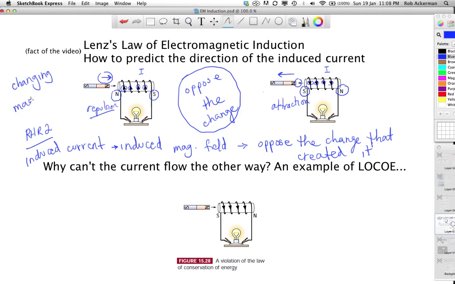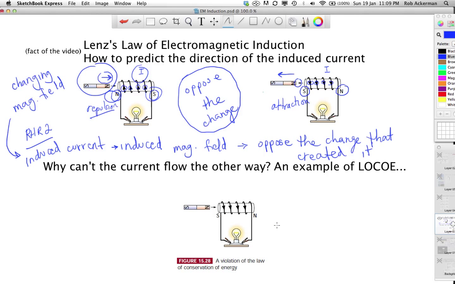Changing magnetic field induces a current, which induces a magnetic field which opposes the change that created it. The greater the rate of change, the greater the induced current and magnetic field. So a question might be, why doesn't the current flow the other way? Why doesn't the changing magnetic field, which is this, induce a current, which is this, which induces a magnetic field, which is these, that doesn't oppose, but rather creates more change?